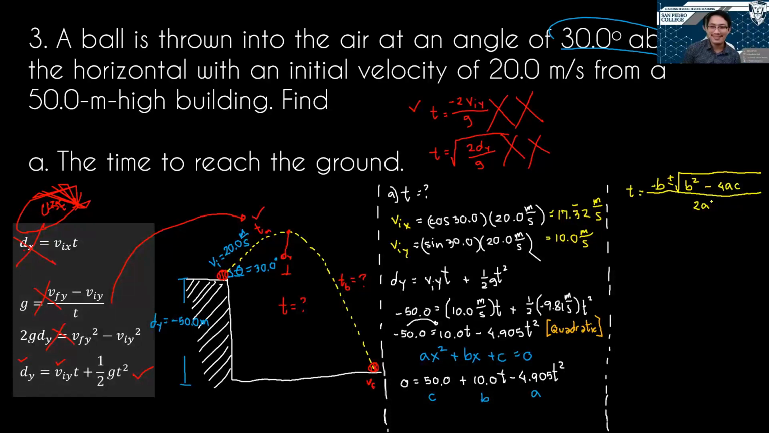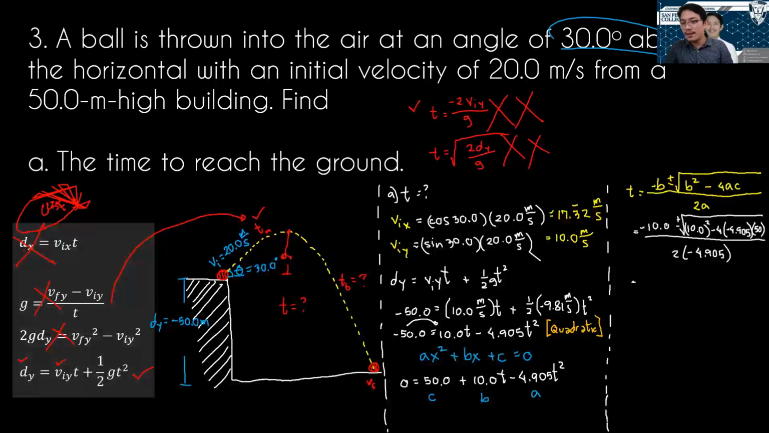Questions? Na-remember pa niyo ng quadratic formula? So, negative b, substitute lang diretso. Negative 10.0 plus minus square root of 10.0 squared minus 4 times negative 4.905 times 50, all over 2 times negative 4.905.